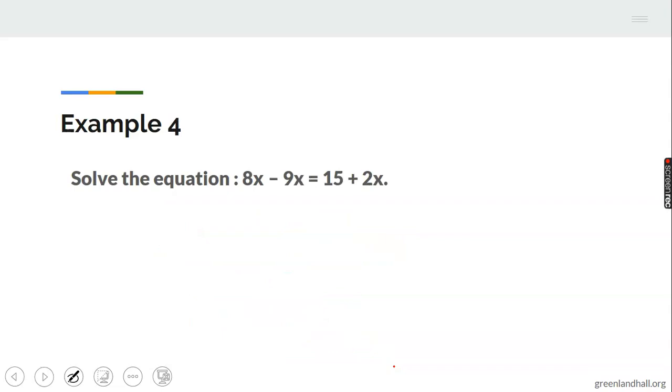Okay, look at this. Pick your pen and paper. I believe you are with your writing materials over there. Okay, pick your pen and paper and just solve this: 8x minus 9x equals 15 plus 2x. What is x?